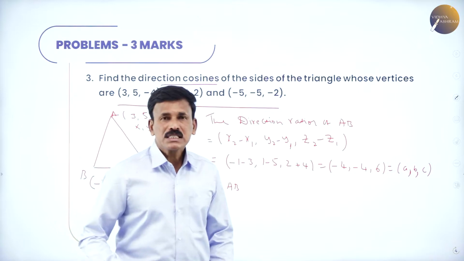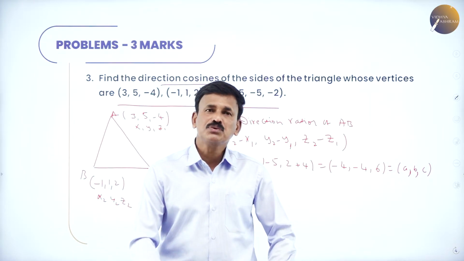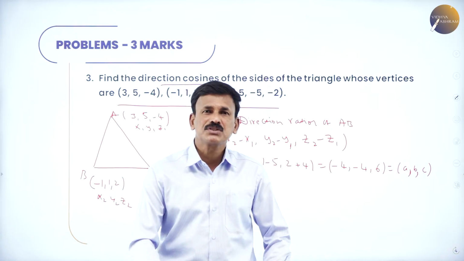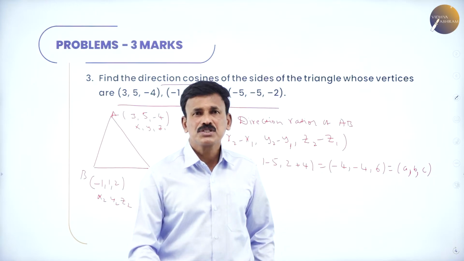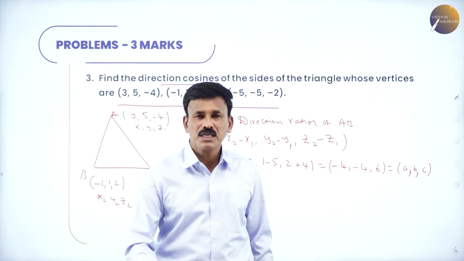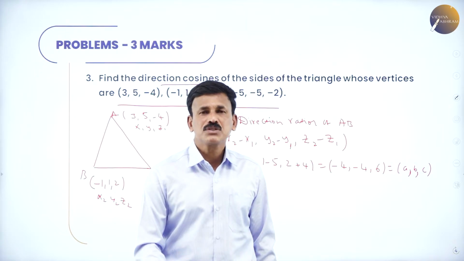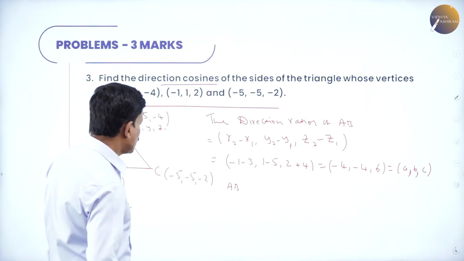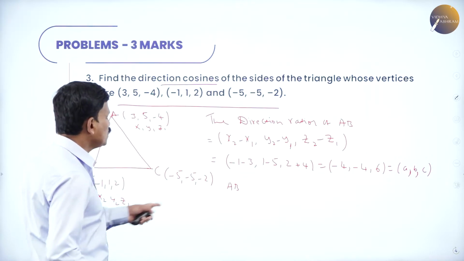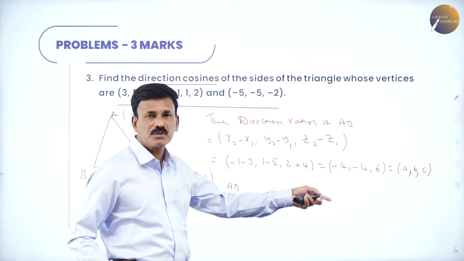In the previous classes, we already studied how to find the direction cosines of a line joining the 2 points x1, y1, z1 and x2, y2, z2. The direction cosines of a line joining the 2 points are x2 minus x1 divided by the length AB, y2 minus y1 divided by AB, and z2 minus z1 divided by AB.